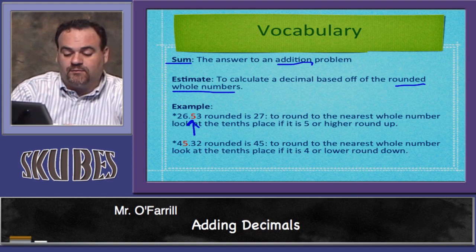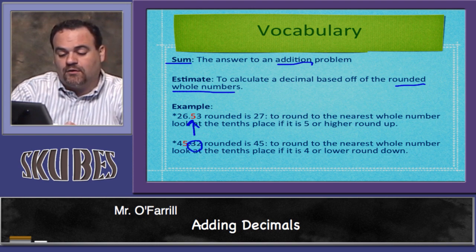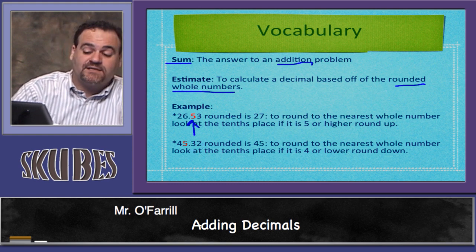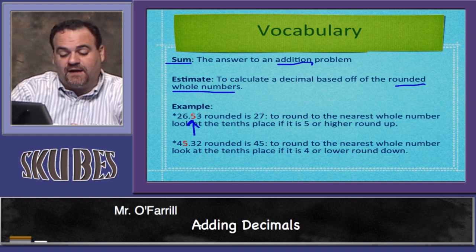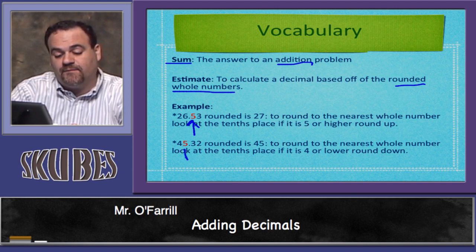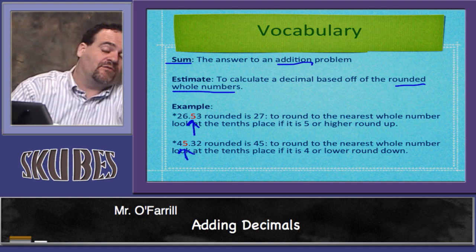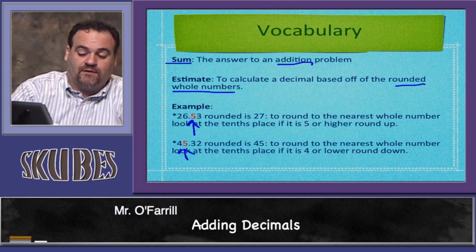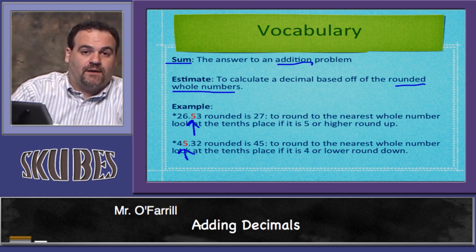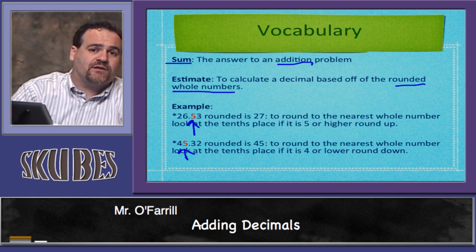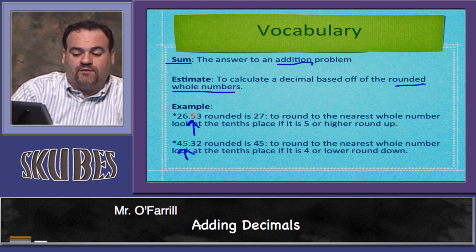26 becomes 27. Or in our next case here, where it is 45.32, we look at the number 3. Since that is less than 5, this 45 here is going to stay the same, or sometimes you might refer to that as rounding down, since it is a smaller number on the right. That's just a quick review of the rounding skills that you've already acquired over the years.